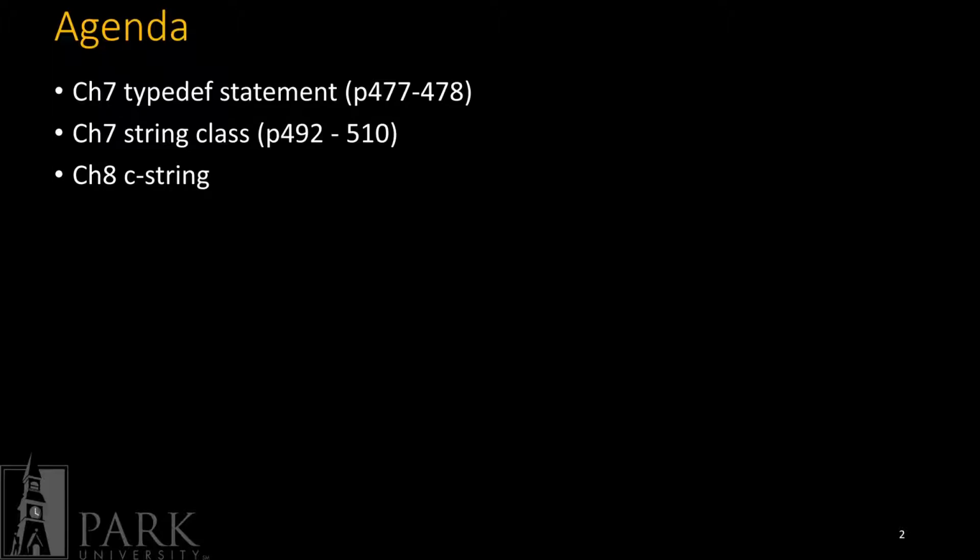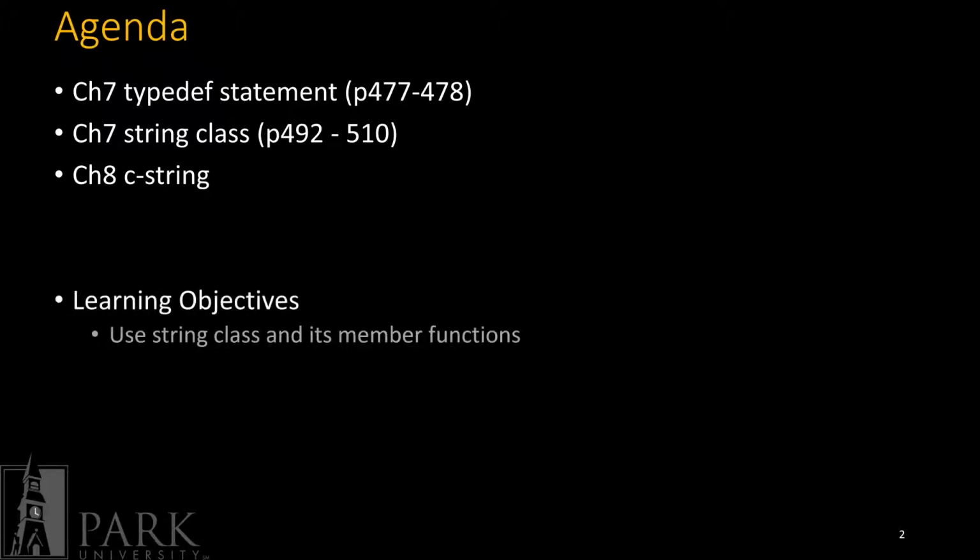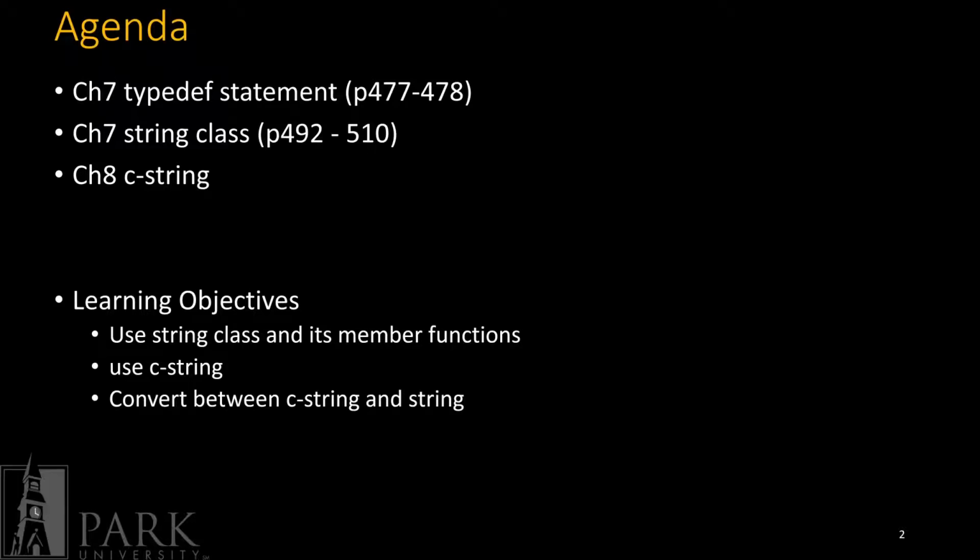You might recall that a C string is a character array with a special terminating 0 character. And this is how the C language works with the string type data. That's why we call it a C string or C style string. We'll also introduce C string concepts and some library functions to work with C strings. And of course, your learning objectives for this lesson will be to use the string class and its member functions, use C strings, and to be able to convert between the two.